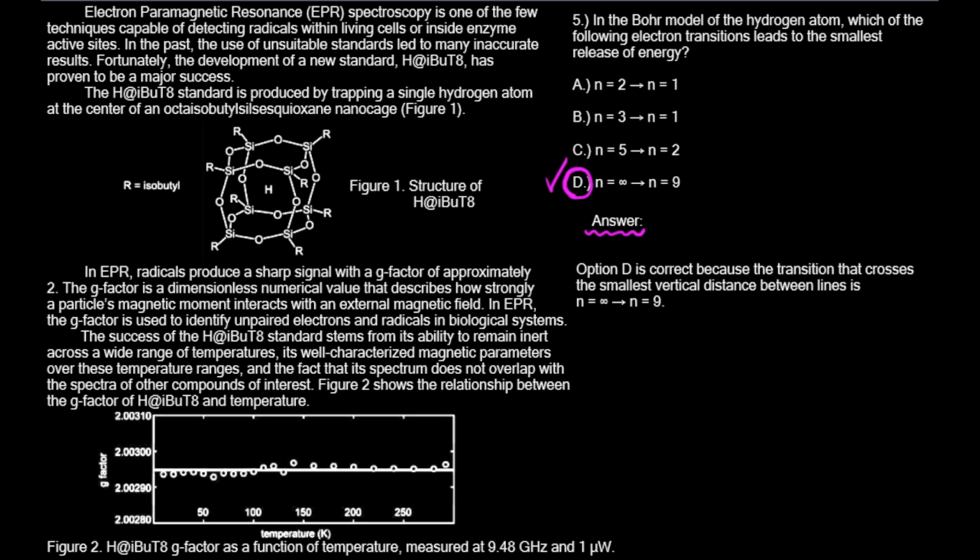But now look at n equals infinity to n equals 9. At very high energy levels, the lines are very tightly packed together. This means the electron moves a very small energy distance between levels and it releases the least amount of energy. So the correct answer is answer choice D, the n equals infinity to n equals 9 transition. On the MCAT, always remember transitions between higher energy levels release the least amount of energy.